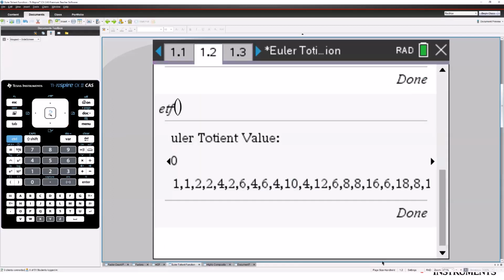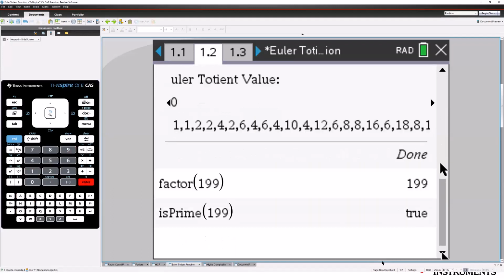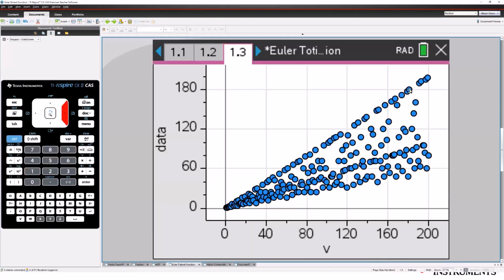Let's check something, shall we? Factor 199. Oh, look, is prime 199? Yes, it is. In fact, I think I'd be fairly safe to say that all of these numbers up here are prime. And the Euler Totient value is just one less. So think about that. If you're testing a prime number, how many factors did you think it would have, or how many coprimes did you think it might have?